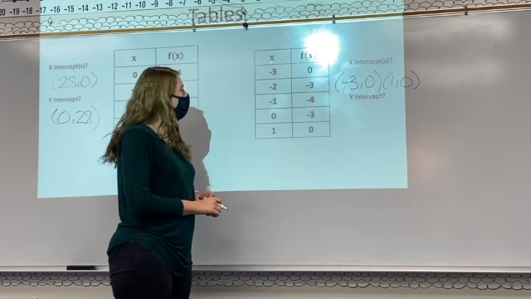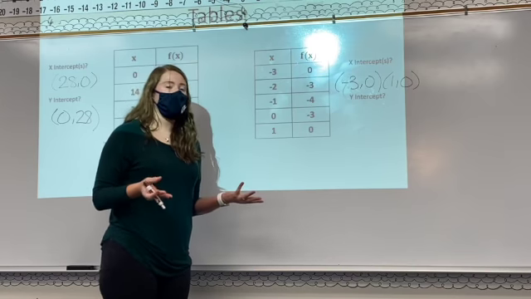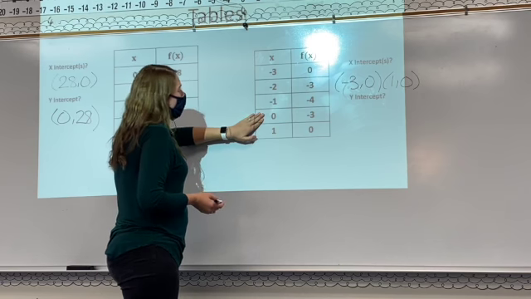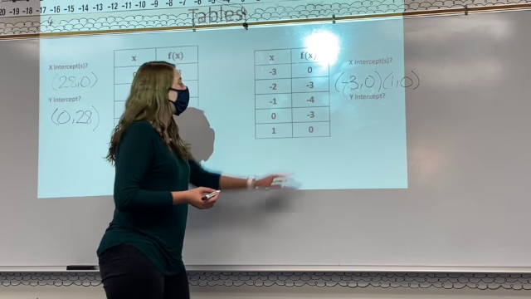For my y-intercept, I'm going to find the place where my x value is at 0. So if I take a look at my x value column, I'm going to notice that right here, I have a point at (0, -3).